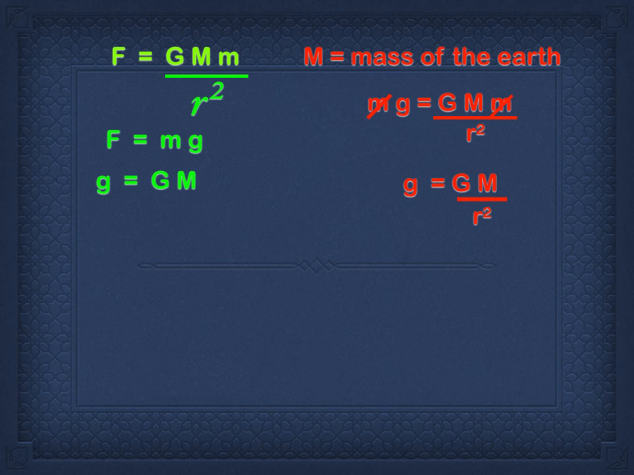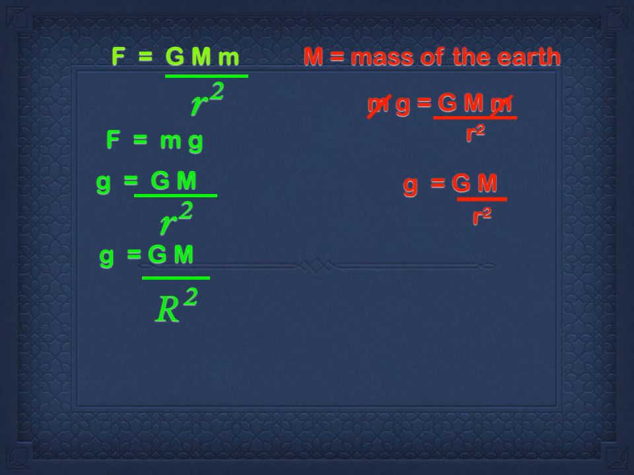So, we substitute over here g equals G M upon r square. Now, this small r we know is the radius of the Earth, so both are equal, and it can be replaced by g equals G M upon capital R square.